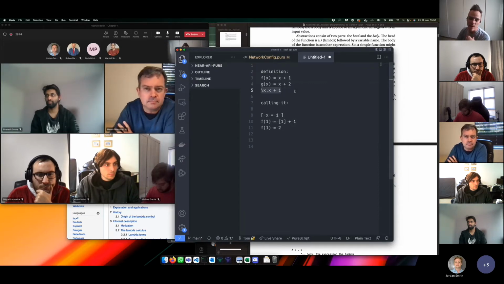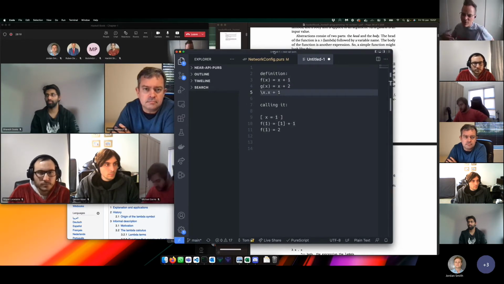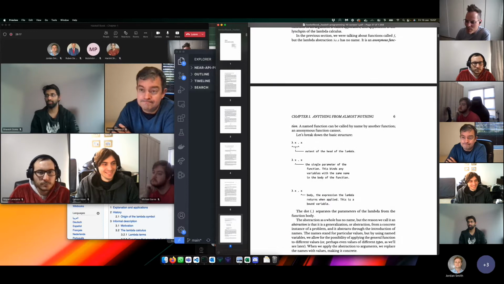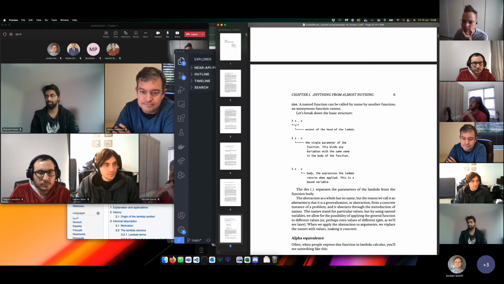They're just free anonymous functions, right? Of course that's very nice, but it's not that practical. Haskell allows you to name these things, which is pretty cool. I think it's useful to name your functions. Maybe we can name them later. I can't remember. A named function can be called by name by another function; an anonymous function cannot. Oh, okay, so maybe there's a way to name them. How do we name them? I don't know.